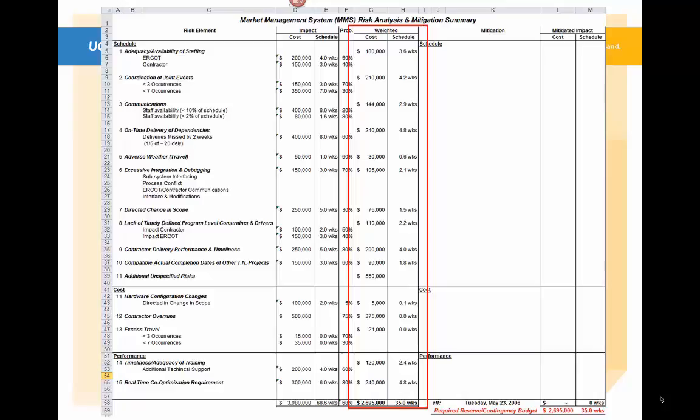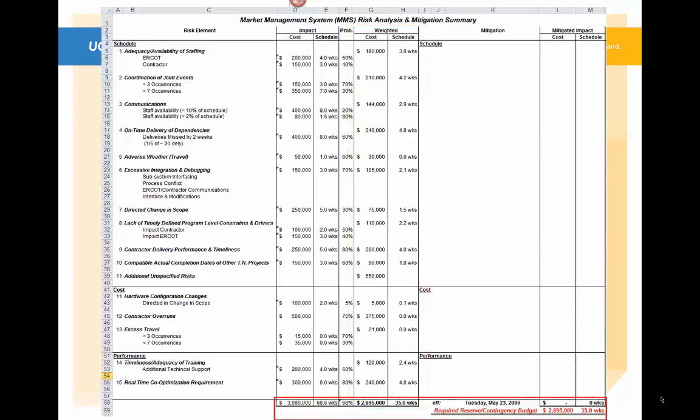And so we can now look at the weighted cost impact and the weighted schedule impact. And at this point, without any mitigation or any further action, I would say, as a part of the project, that the risk reserve required at this point for the project would be $2.695 million and 35 weeks. And if you look over to the right, you can see that that is highlighted in red. Required reserve contingency budget, $2.695 million, 35.0 weeks. And that is what at this point we would say about this project.